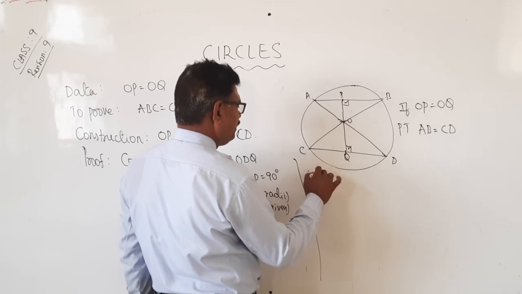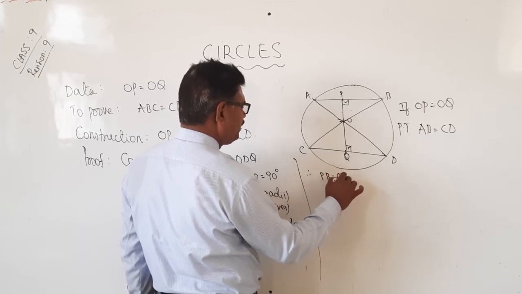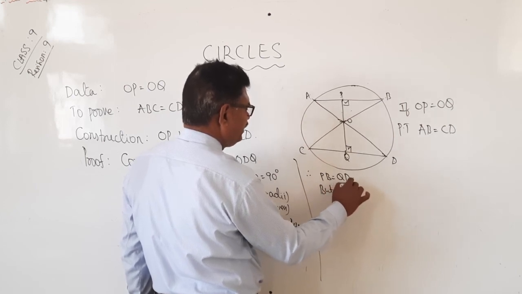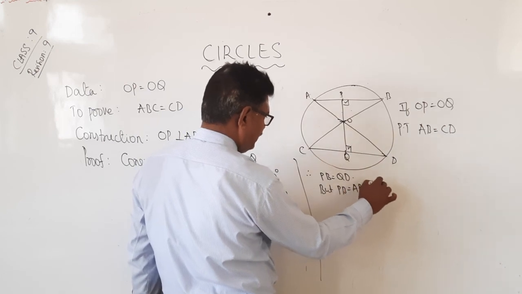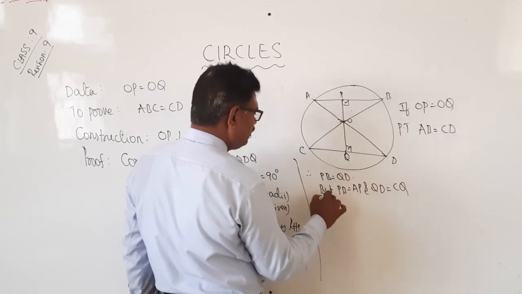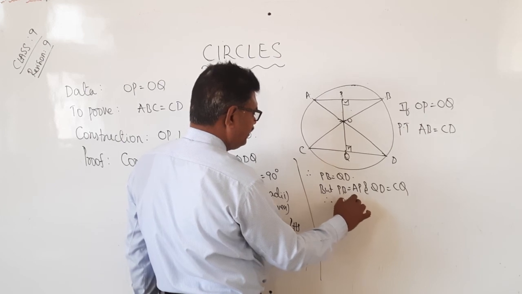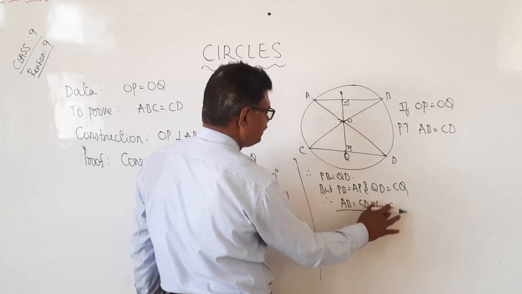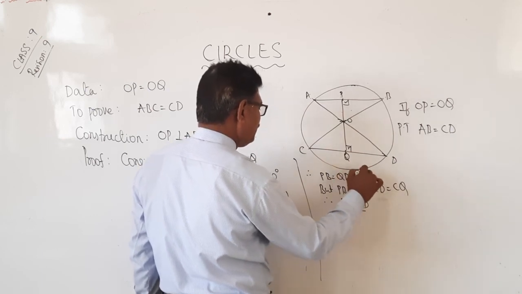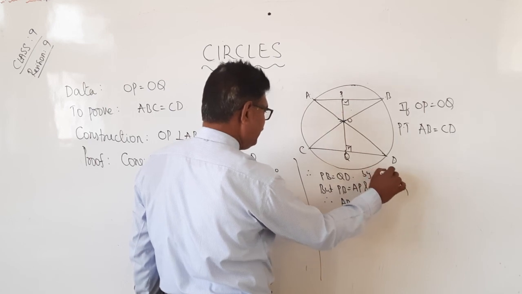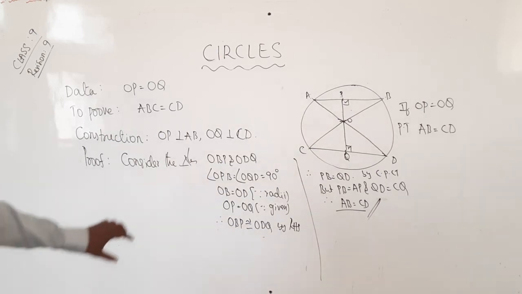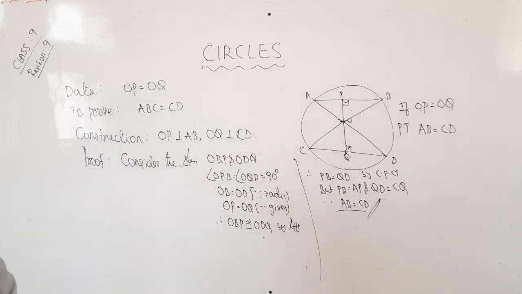Therefore, PB equal to QD, but PB is also equal to AP and QD is also equal to CQ. Therefore, adding we get AB equal to CD. So very simple, right? So this proves the theorem, and it will carry 3 marks. How many marks? 3 marks.